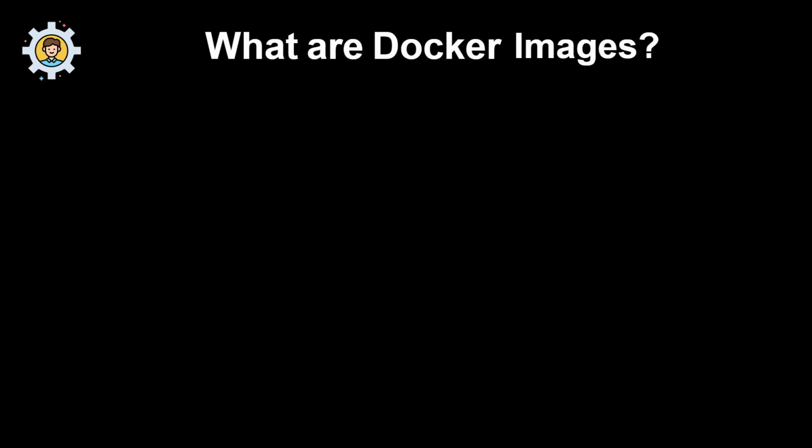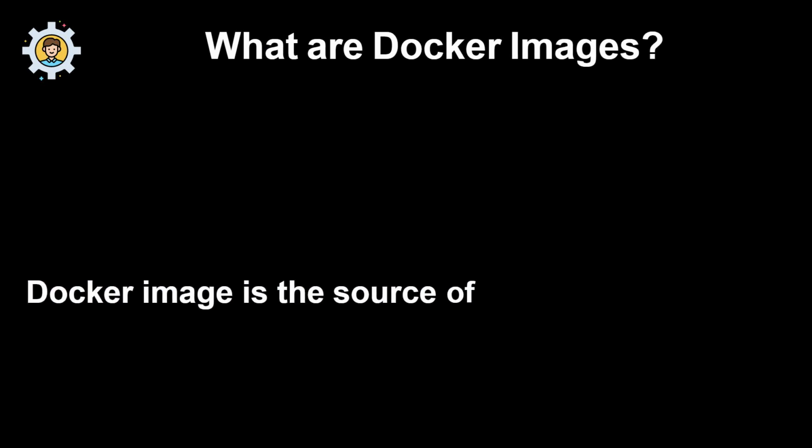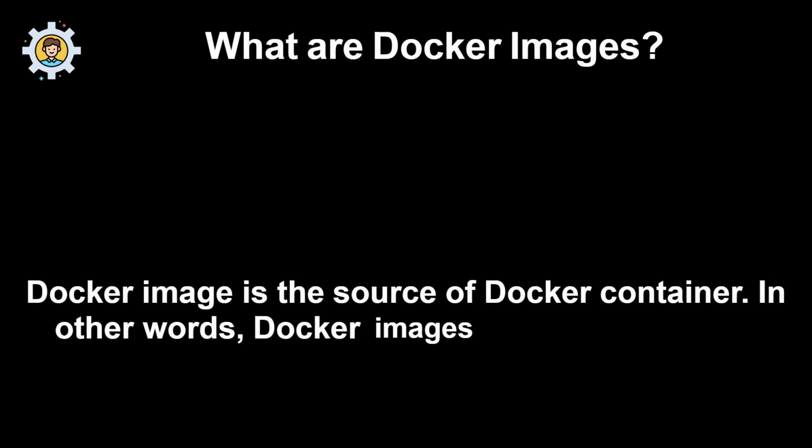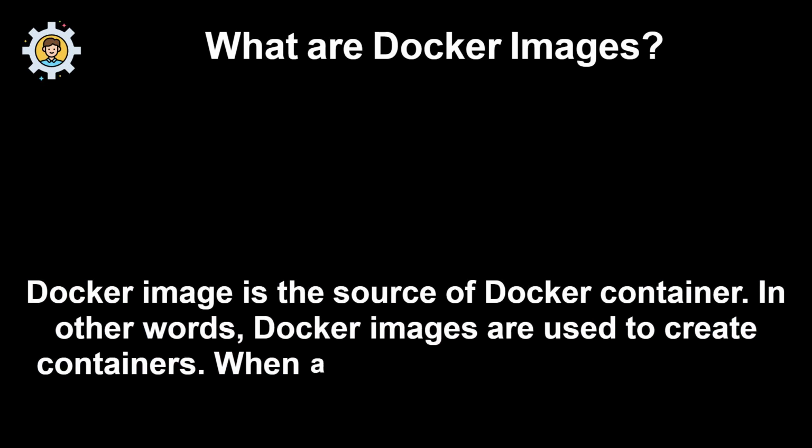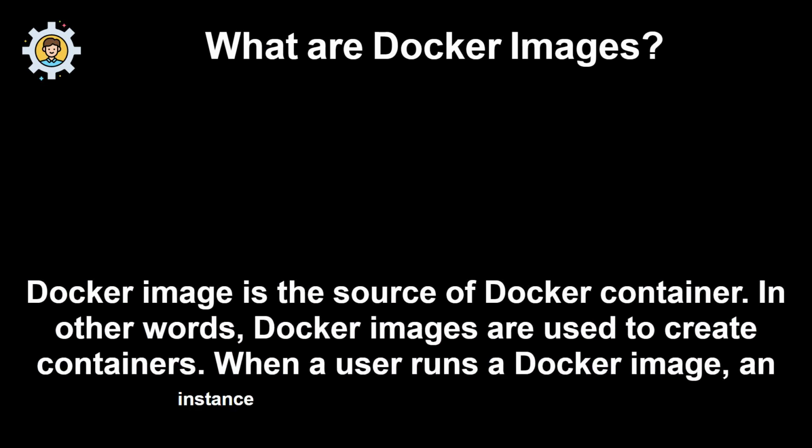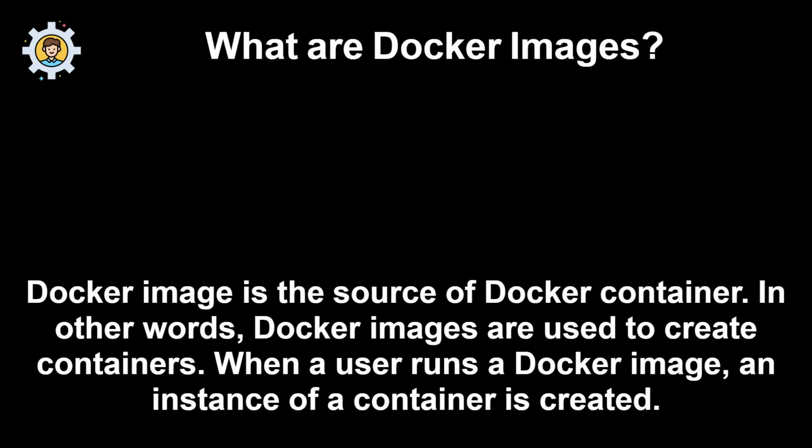What are Docker images? A Docker image is the source of a Docker container. In other words, Docker images are used to create containers. When a user runs a Docker image, an instance of a container is created.